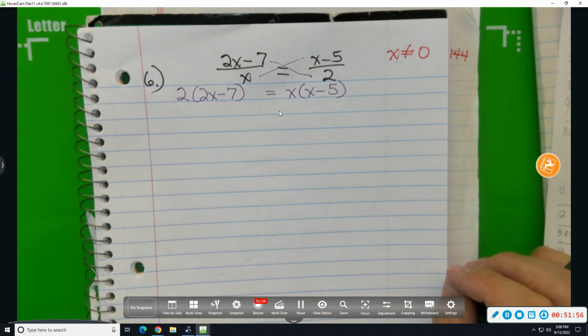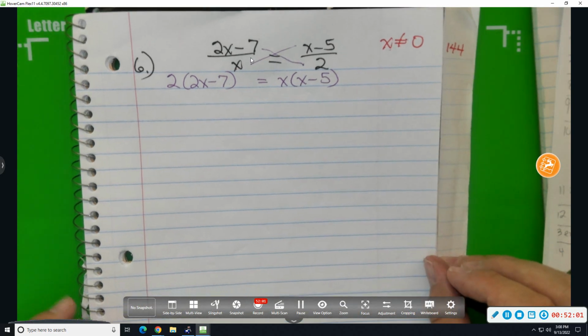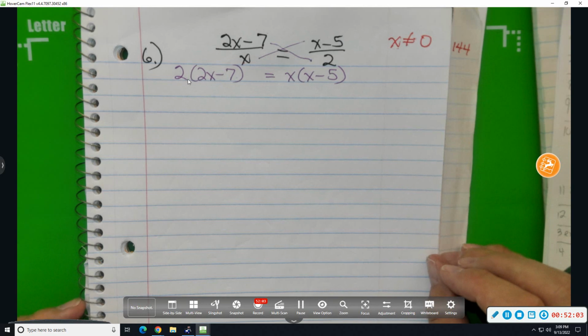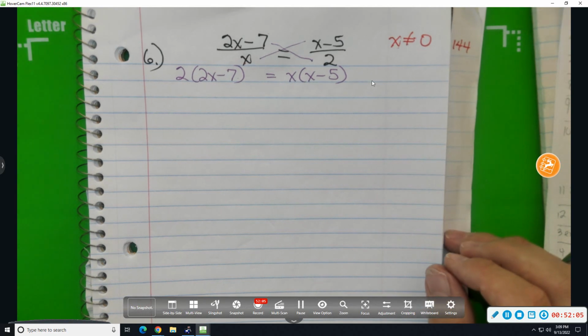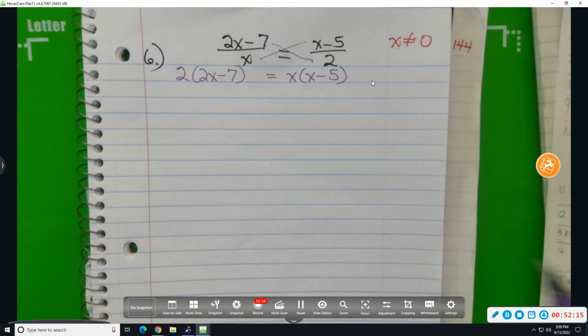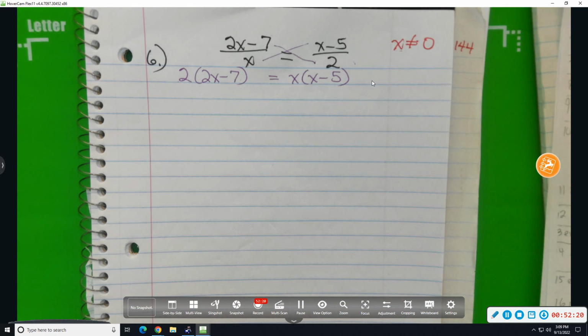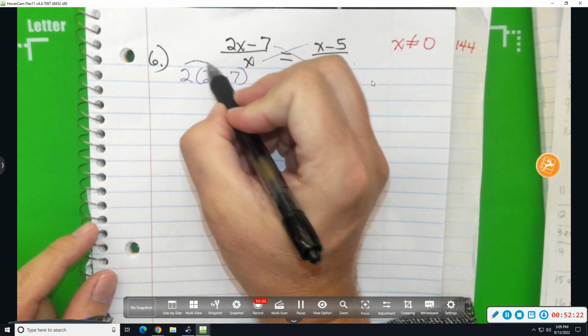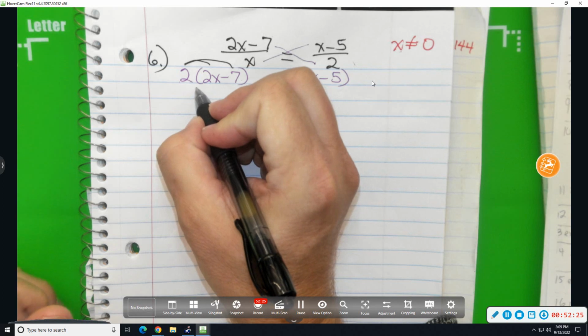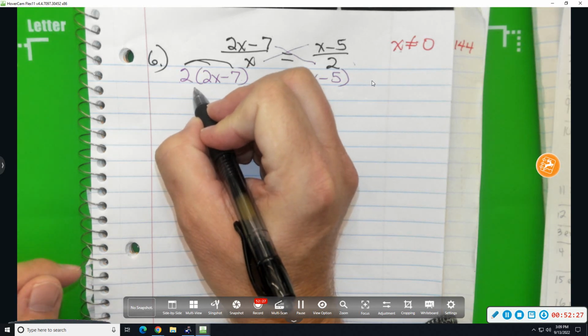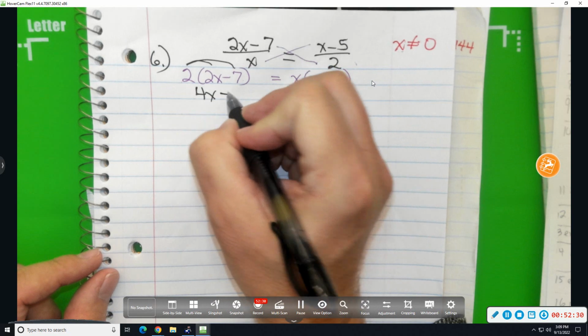I will normally not show that step in the future when we're doing these. I'll just distribute, okay. Go straight to that distribute step. When we're doing nonlinear inequalities in a few days, we'll be doing quite a bit of this cross multiplying. So let's distribute the 2. What's that going to give me? Here and here. 4x minus 14, yes.